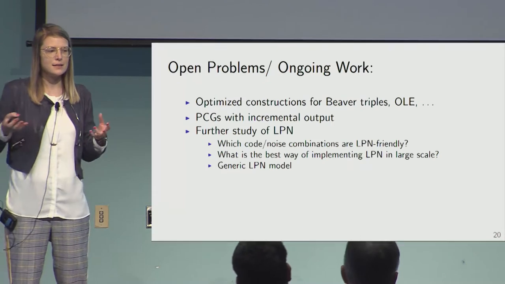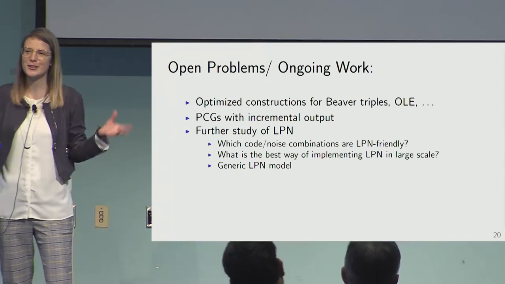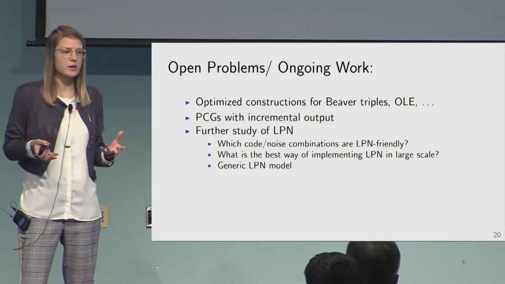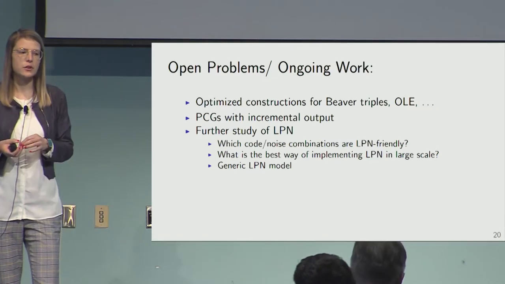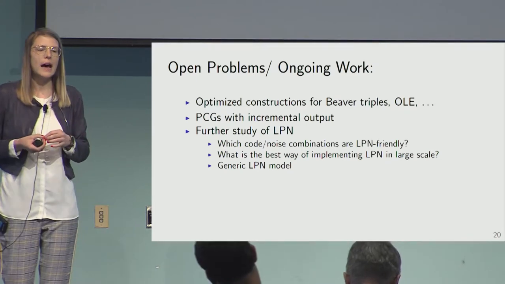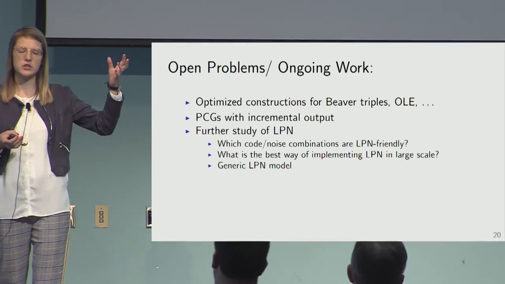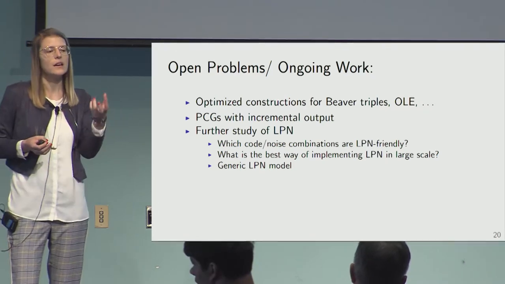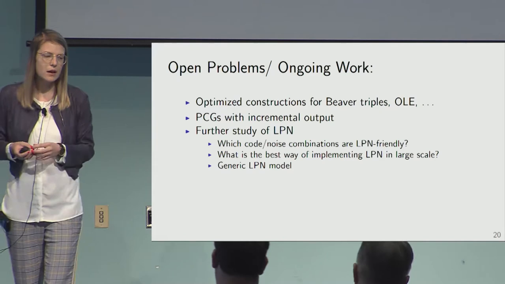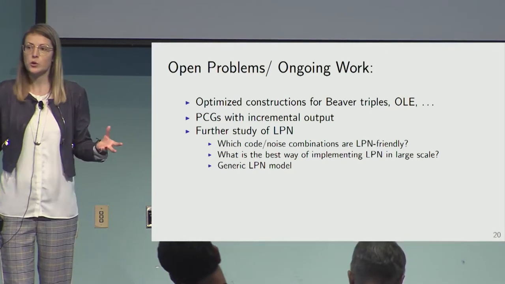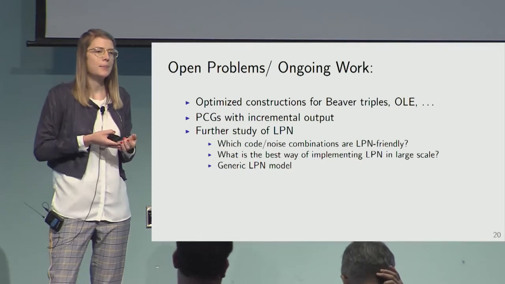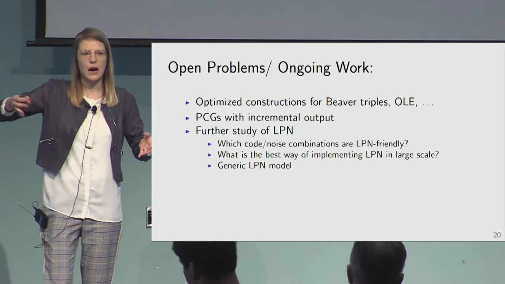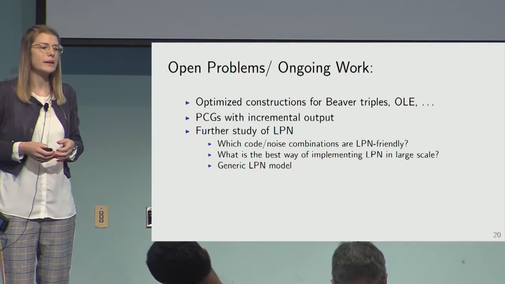And yeah, there's lots of things to do. There's lots of open problems to work on. In our paper, we give constructions for Beaver triples and for oblivious linear function evaluation, but they're not as efficient as the OT construction that I showed you. So can we use similar techniques to make it as efficient as the OT construction? What would be super cool to achieve is a PCG where we don't have to expand it all at once, but only expand however much we need.